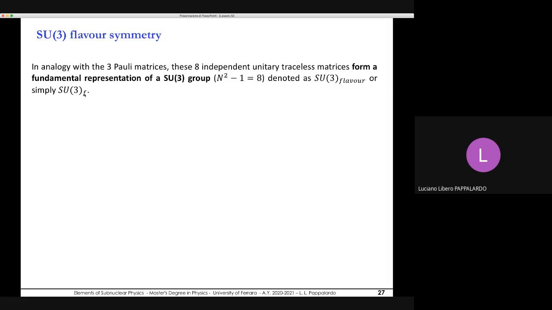It is important to specify F in order not to make confusion with the SU3 color, which is instead, as we will study, the exact symmetry of quantum chromodynamics. The flavor one is a global symmetry, while the color one is a local one. So they are completely different stories.